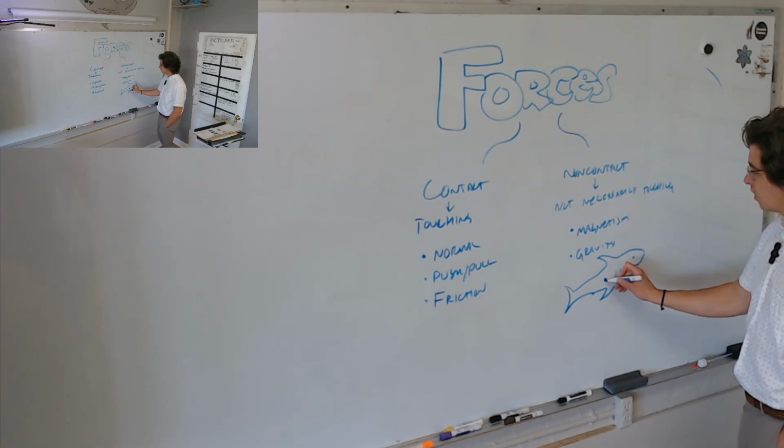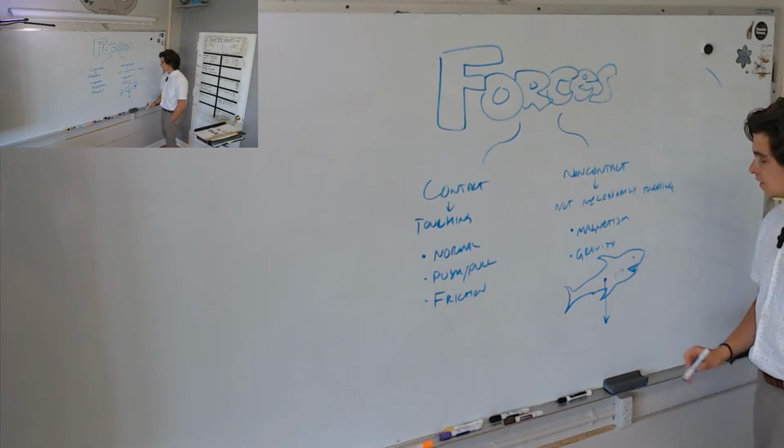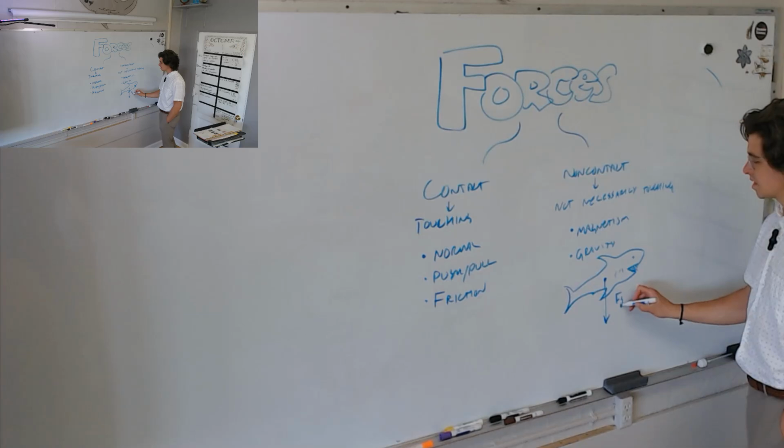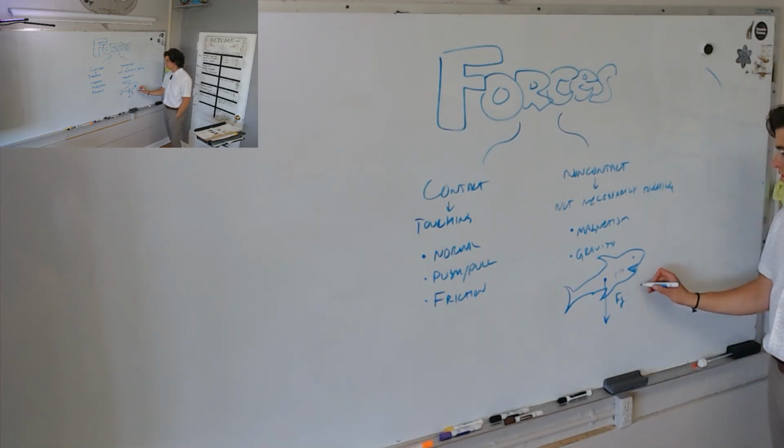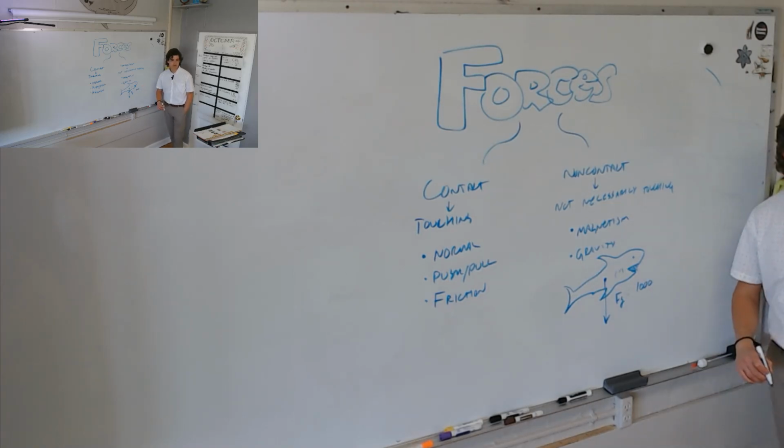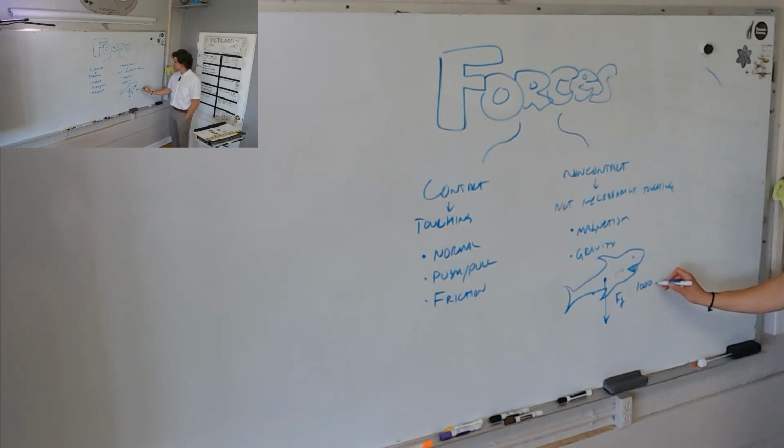Forces. If I draw a force down like this, that's going to represent gravity. F sub g. Let's say we think a reasonable weight for a shark is 1,000. What's the unit I use for forces? Newtons. Thank you, Isaiah. The force of gravity we'll say is 1,000 newtons.